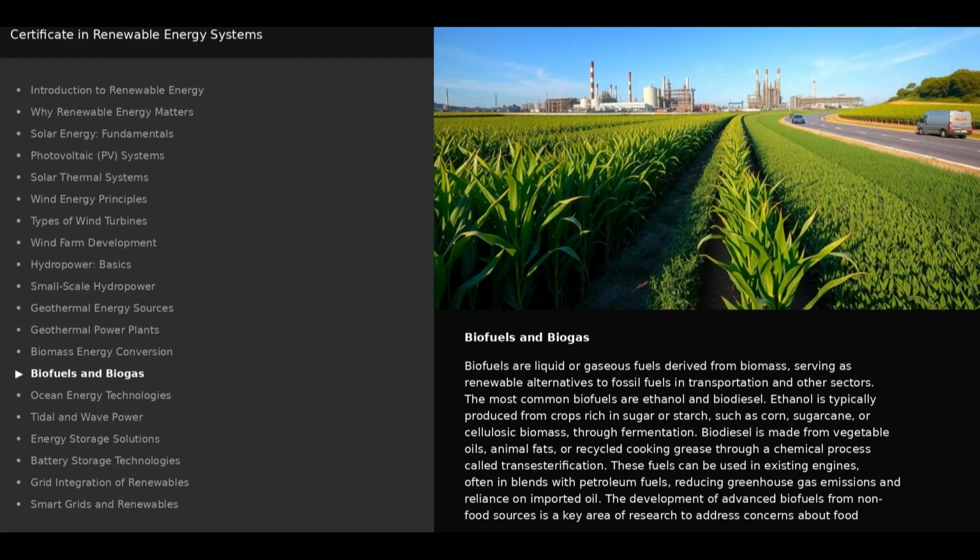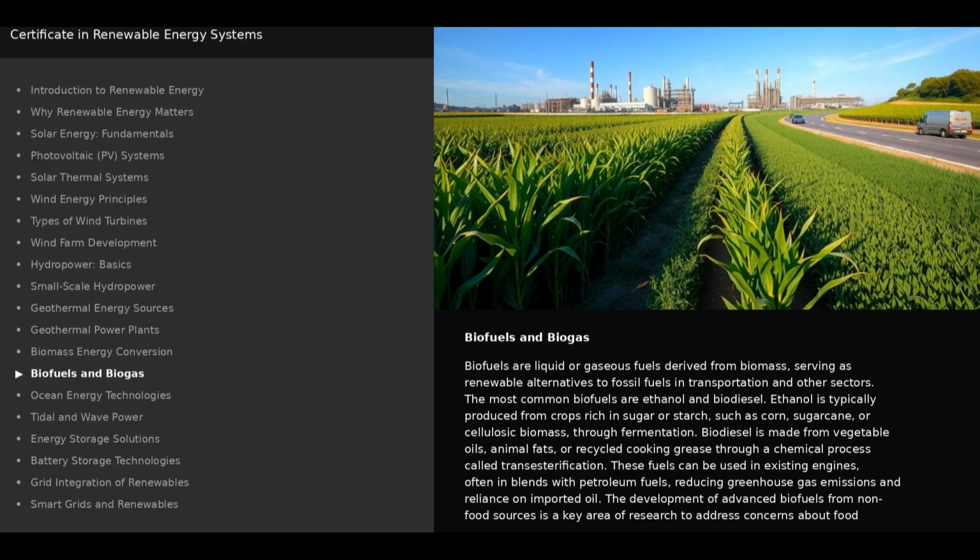Biofuels and biogas. Biofuels are liquid or gaseous fuels derived from biomass, serving as renewable alternatives to fossil fuels in transportation and other sectors. The most common biofuels are ethanol and biodiesel. Ethanol is typically produced from crops rich in sugar or starch, such as corn, sugarcane, or cellulosic biomass, through fermentation. Biodiesel is made from vegetable oils, animal fats, or recycled cooking grease through a chemical process called transesterification.